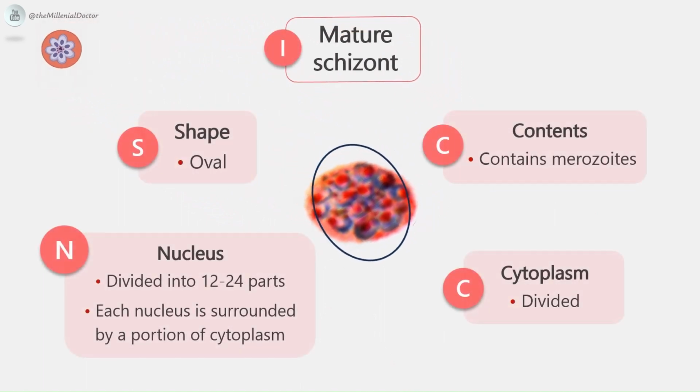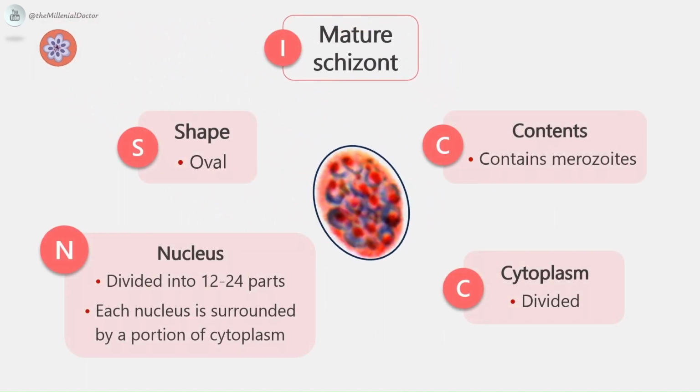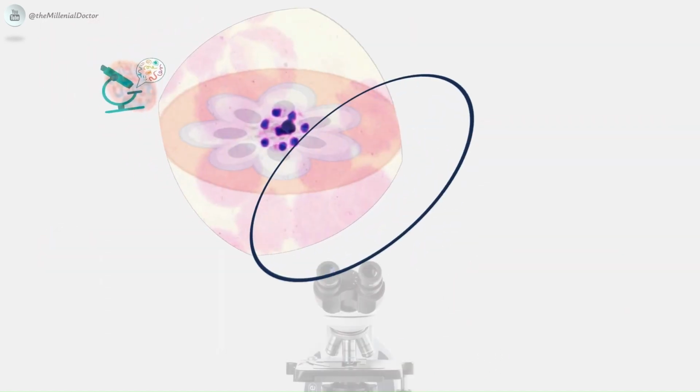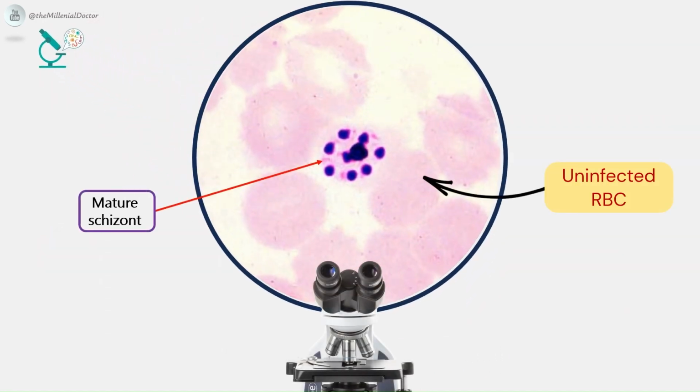Then mature Schizont, this also is oval in shape. The nucleus is divided into 12 to 24 parts and the cytoplasm is also divided. Each nucleus is surrounded by a portion of cytoplasm. This form contains Merozoites. This is the mature Schizont when seen under a microscope. This is containing 6 to 12 Merozoites, on an average 8. The infected RBC is smaller than an uninfected RBC.